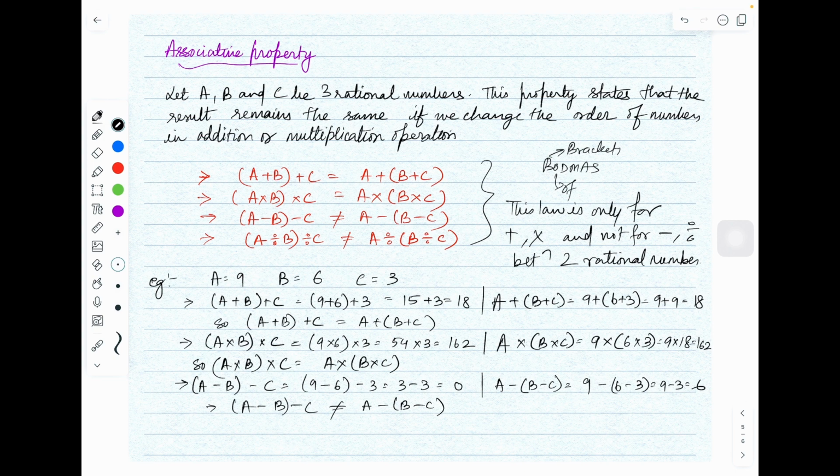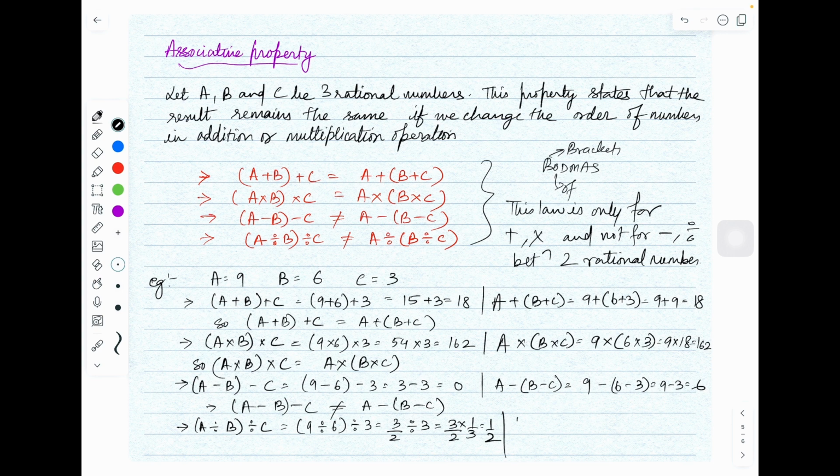Okay. Now division. (a ÷ b) ÷ c. So a is how much? 9 divided by 6 divided by 3. 9 by 6 is how much? 3 by 2 divided by 3. So this is 3 by 2 into 1 by 3, the reciprocal. So 3 is cancelled, it is 1 by 2.